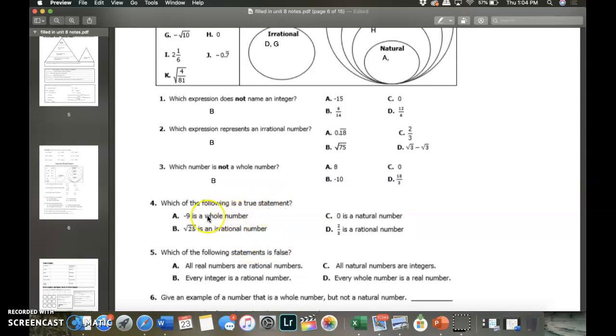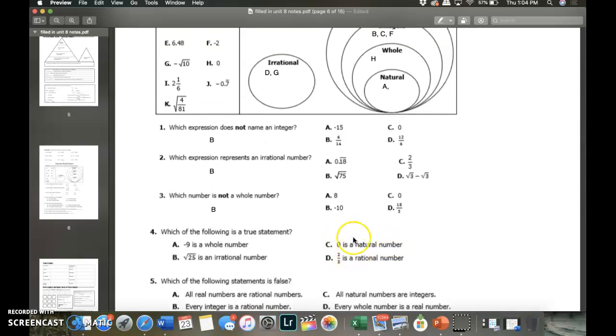Which of the following is a true statement? Negative 9 is a whole number. Well, we just talked about how you can't have negative wholes. So A is not true. The square root of 25 is an irrational number, meaning that we can't solve it. But you know what the square root of 25 is. It's 5. So 5 is actually rational. It could be all the way classified under natural. 0 is a natural number. Well, do we naturally count 0? 0, 1, 2, 3, 4, 5. No, we don't. So that one's going to be false. 2/3 is rational. Ratio, fraction, rational. Great. So which is the only one that is true? Well, that was false. That was false. That was false. D is true.